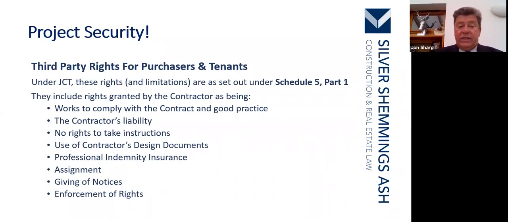Third-party rights for purchasers and tenants under JCT. These rights and limitations are set out under Schedule 5, Part 1. They include rights granted by the contractor as being works to comply with the contract and good practice. The contractor's liability. No rights to take instructions from the purchasers and tenants. Use of contractors' design documents. Professional indemnity insurance. We'll come on to that later. Assignment, giving of notices, and enforcement of rights. Okay.